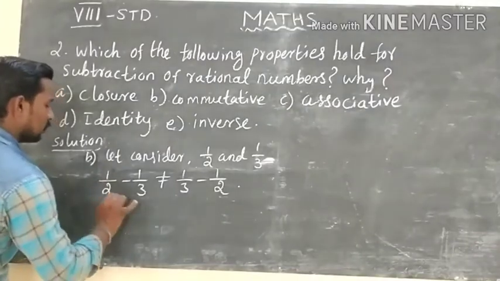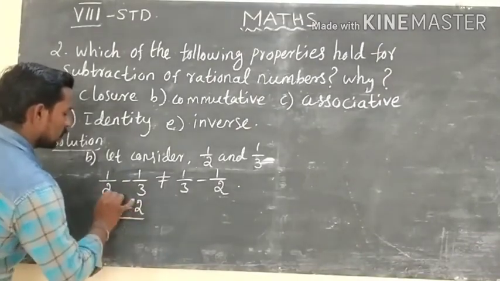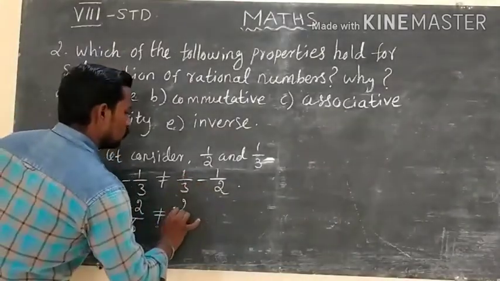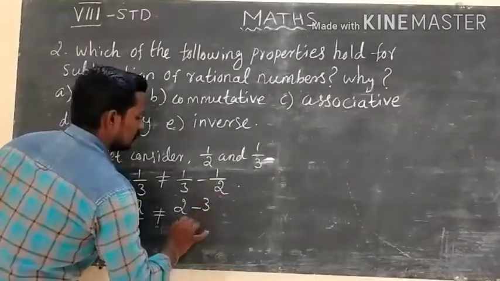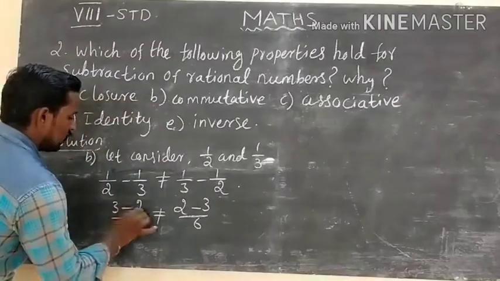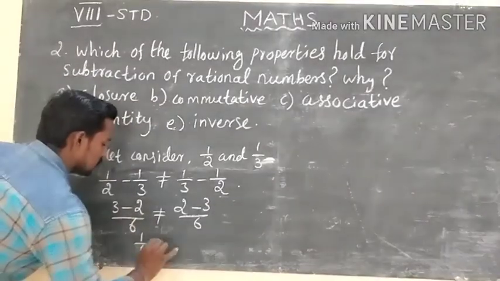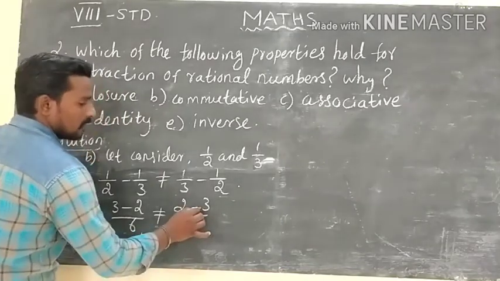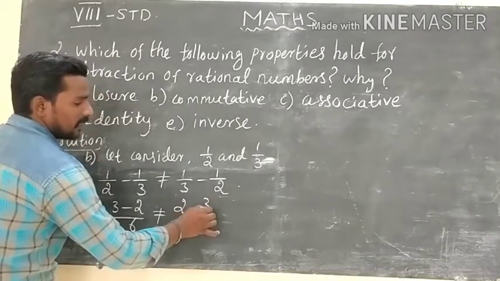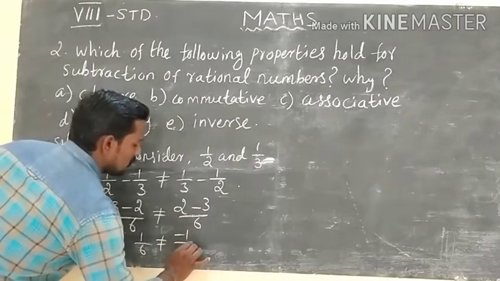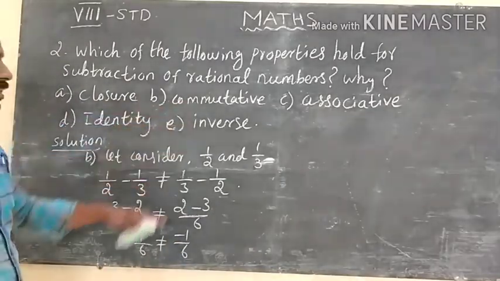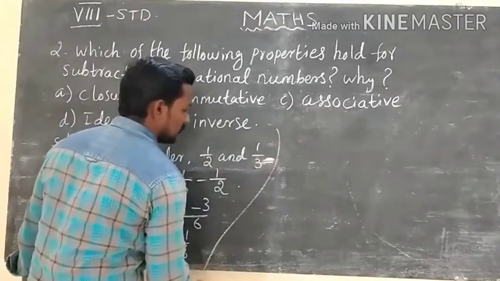1 3s are 3, 1 2s are 2, divided by 2 3s are 6, which is equal to 1 2s are 2 minus 1 3s are 3 divided by 6. 3 minus 2 is 1, so 1 by 6 is not equal to 2 minus 3, which means minus 1, because minus 3 is the greater value, sign also 1 to 2. So minus 1 by 6. Both are not equal. So the commutative property is not true under subtraction.